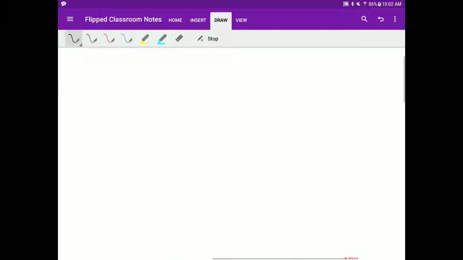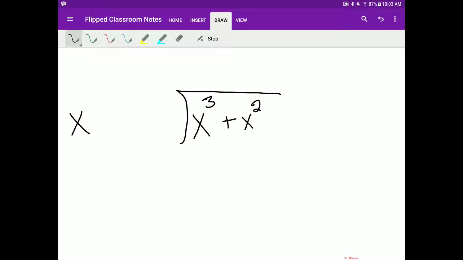All right, so our numerator, x cubed plus x squared. We're going to divide into that our denominator, x squared plus 5x plus 6. Okay. So what we're going to do is start term by term.